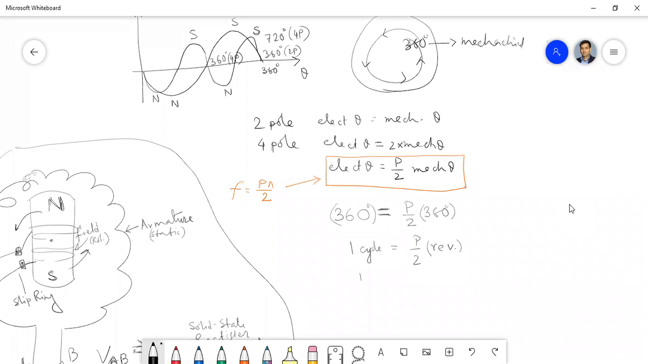And this is one cycle per second, and this is revolution per second. That will give me this relation: f equals P by 2 into N.